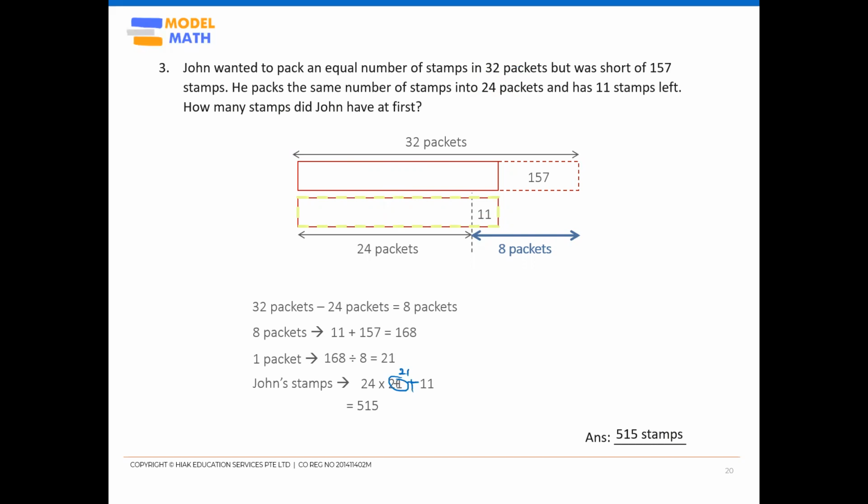Some of you probably prefer to use scenario 1, so I'll show you how to do it. Scenario 1, again, will be this part, boxed up in blue. This is John's stamps at first. You have to look for 32 packets first if you use scenario 1, because that's the only number of packets there. So 32 times 21. But this answer will give you the total stamps including the 157. So you have to exclude the 157, so minus 157, which will also give you the same answer, 515. Okay, so both ways are okay.